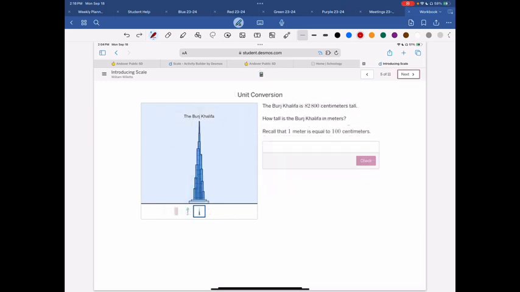For this slide, I'm given the measurement for the Burj Khalifa, and that it's 82,800 centimeters tall. We're asked to figure out how tall that is in regular meters, not centimeters. So I want to pay attention to this scale that they give me here, so that 1 meter is equal to 100 centimeters. One thing you can do is make a table. So we're given centimeters, and we're trying to go to meters. We know that there are 100 centimeters in 1 meter. And for our building, there are 82,800 centimeters.